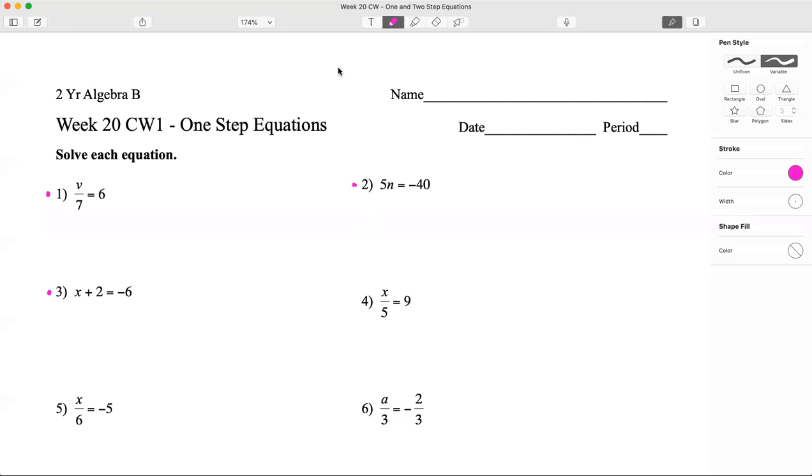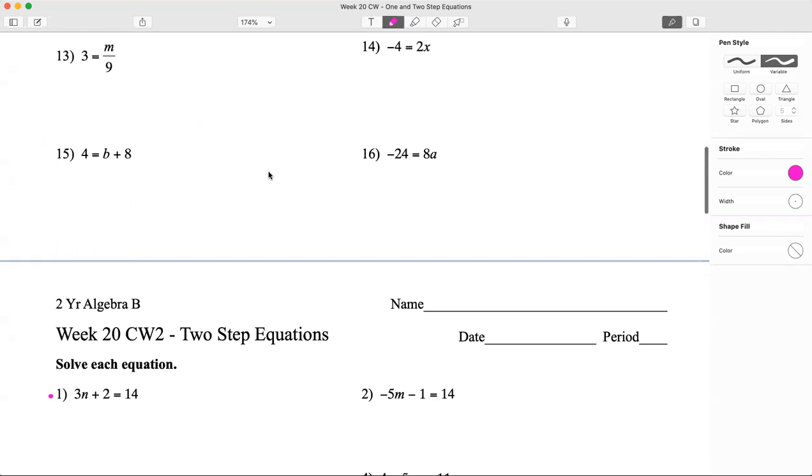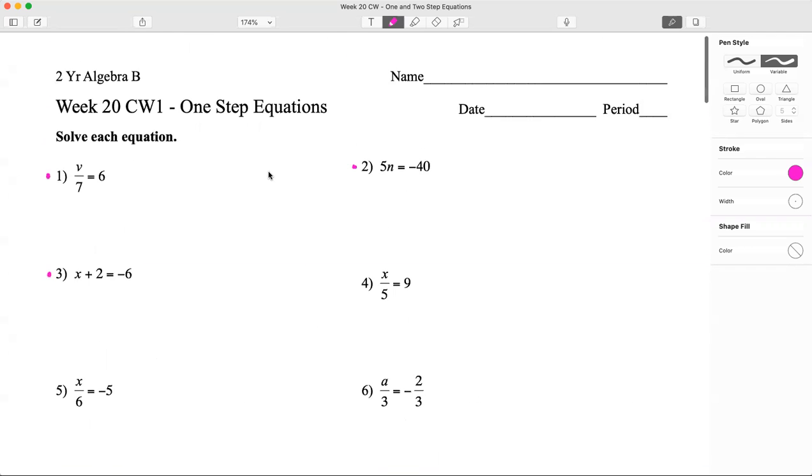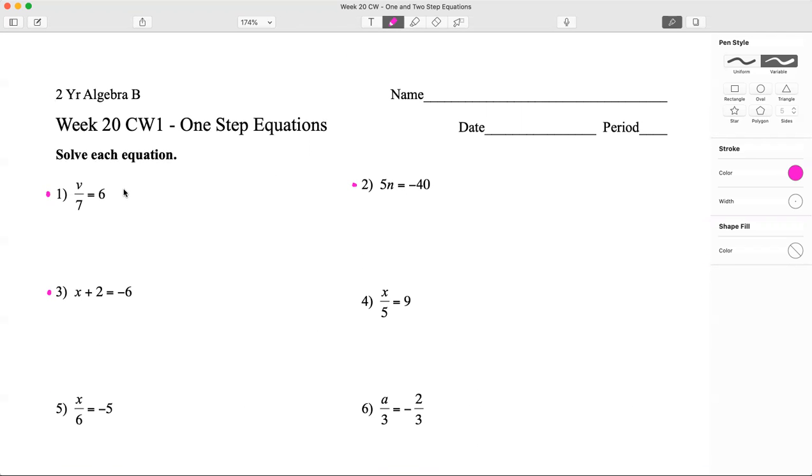This is week 20 classwork, continuing our review from last semester. We're going to be doing a worksheet on one-step equations, then a worksheet on two-step equations. I'm going to just get you started on the first three questions here, just to make sure that we have our ground covered.